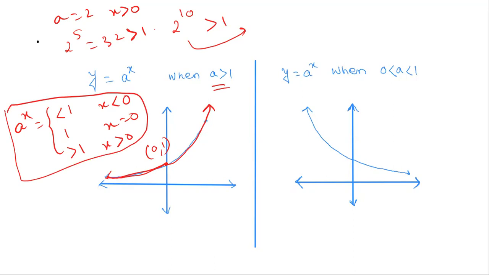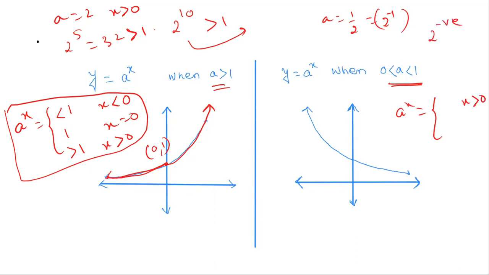In the same way you can draw the other case. This will be completely reversed, because the value of a is a fraction between 0 and 1. Let's say I'm taking a equal to 1 by 2, which is 2 to the power minus 1. Now see a to the power x, and if you take x greater than 0, that means 2 to the power negative.